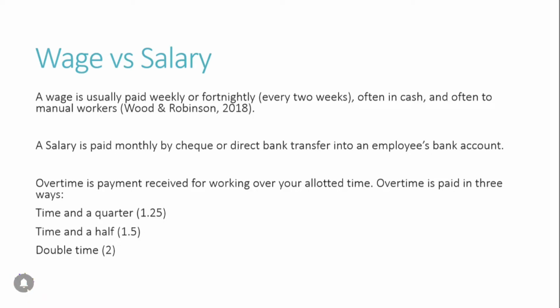Now, overtime is another term that we need to talk about. Overtime is payment received for working over your allotted time. So overtime is paid in three ways. You have time and a quarter, sometimes referred to as 1.25, or the fraction 1 and 1/4. You have time and a half, which may be referred to as 1.5 or the fraction 1 and 1/2. And then you have double time. So overtime can be paid using those rates.